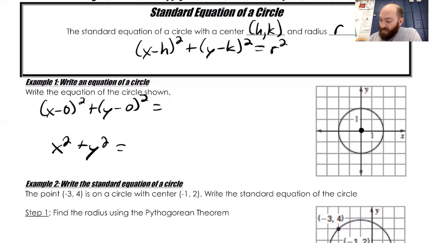From there, I want to find the radius. Well, the easiest way to do this is just draw it straight to the point there. This one's nice because I could just go straight to the right or straight up or down or left. Counting out, I get 2. So that means in my equation, it's going to be radius squared, which is 2 squared. And you can leave it as 2 squared or multiply it out as 4. That's it for that spot.